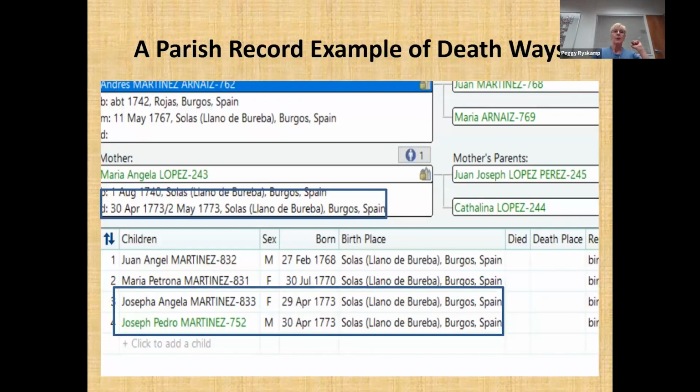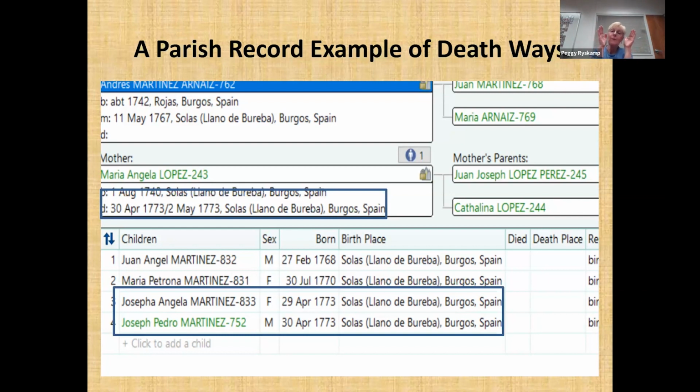I asked the question. Here is a parish record that gives an example of a death that I did not even understand had happened the way it had until I was home from the archive and putting it all together. You notice here that this woman named Maria Angela Lopez has 2 children, and I knew that she had twins because they were right back to back in the parish records. I honestly hadn't noticed the dates.